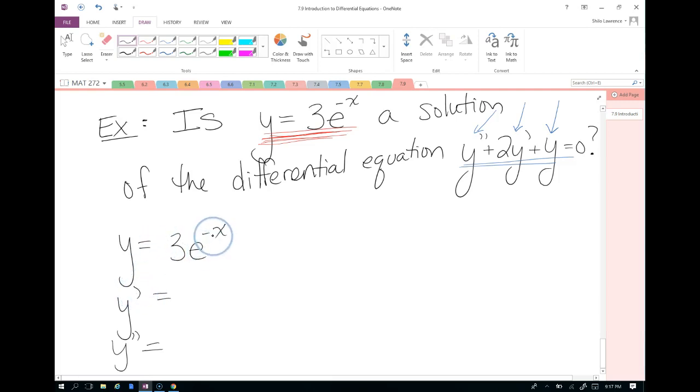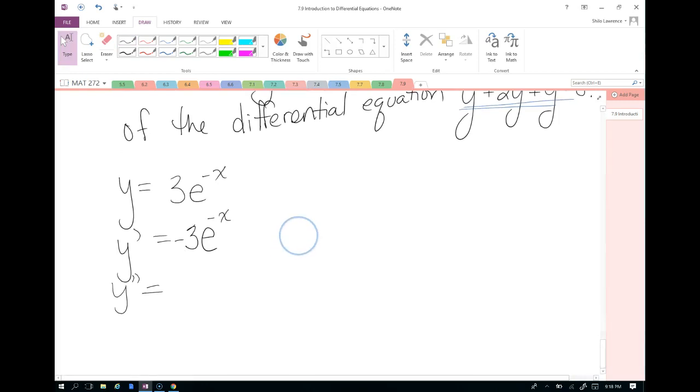So if y is 3e to the negative x, y prime, remember when you do derivatives, the coefficient just transfers. The derivative of e to the negative x, the derivative of e is always itself, but then you also have to multiply by the derivative of the exponent. So y prime is going to be negative 3e to the negative x. And if we do that again, we're going to have another negative come out, and it's going to change it back to positive 3e to the negative x.